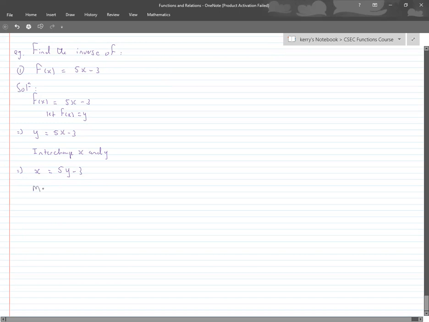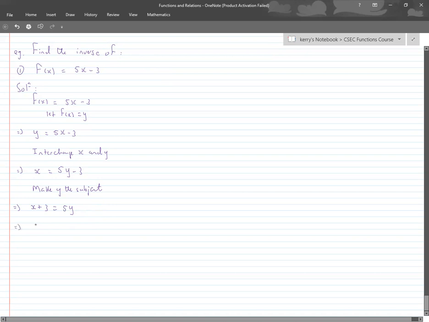So now we solve for y, or we make y the subject of the formula. How do we do that? We want to get y by itself. So this is 5 multiplied by y, take away 3. What we can do to both sides is add 3 to both sides. So we get x plus 3 is equal to 5y minus 3 plus 3. If I have minus 3, when I add 3 to both sides, this and this cancel off, and now this is 5 multiplied by y.